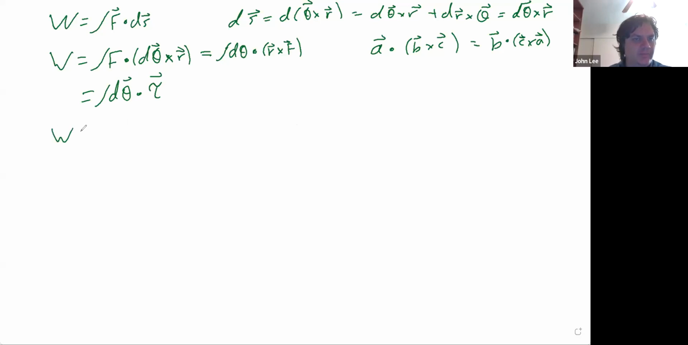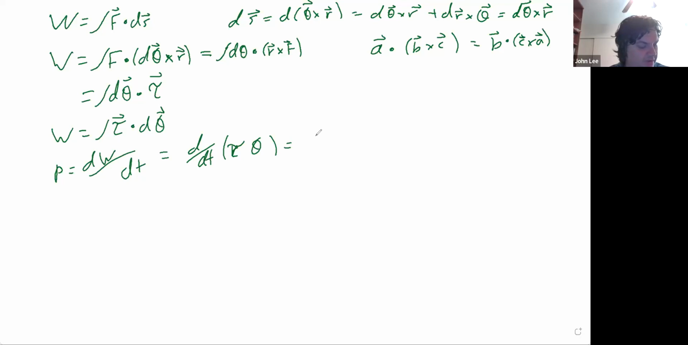So work is just going to be torque dot d theta, in the same way that this is again analogous to what we were talking about earlier, where theta is analogous to x and torque is analogous to F. So when we take work equals F dot dx, it becomes work equals torque dot d theta. And then power equals dW/dt equals d/dt of torque times theta equals torque d theta/dt equals torque times omega.